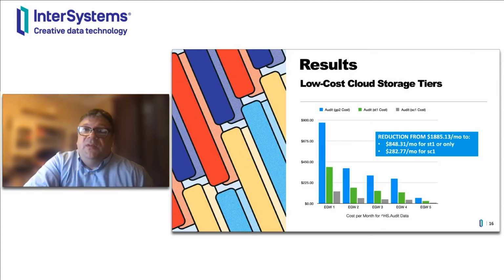Using the edge gateway example again from before, we can reduce that $1,800 a month to as little as only $848 for ST1, or even as low as $282 when using SC1. And if you're using database mirroring, you would, of course, double that because there'd be two copies.